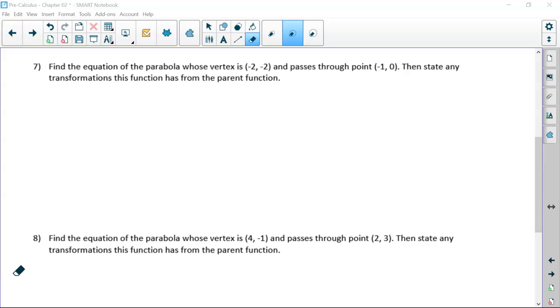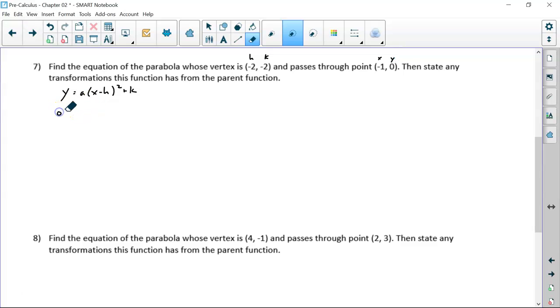So we're going to find the equation of a parabola whose vertex is at (-2, -2) and passes through the point (-1, 0). So we have the vertex. Now what we need to do is find A. Keep in mind, in this vertex form, or standard form, y equals A times the quantity of x minus h squared plus k. Our vertex is our h and our k, and this point is our x and our y. So we're going to use that to solve for A.